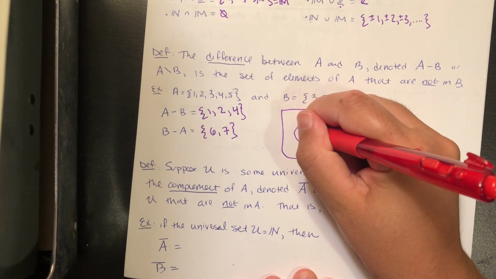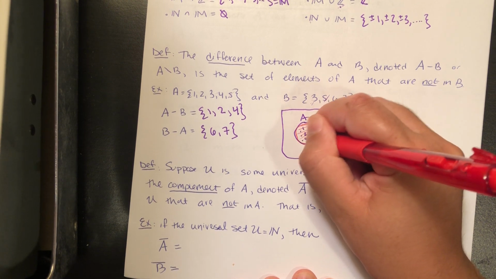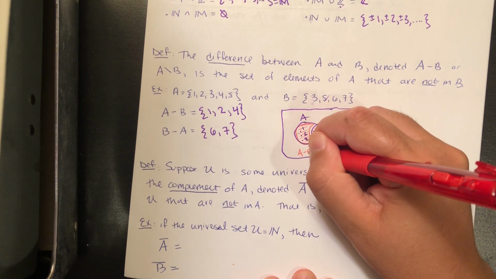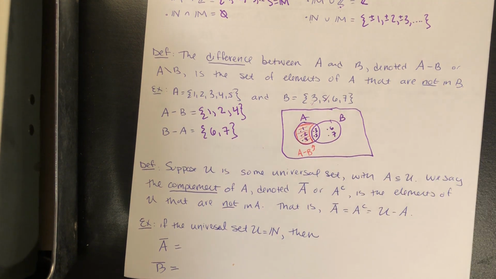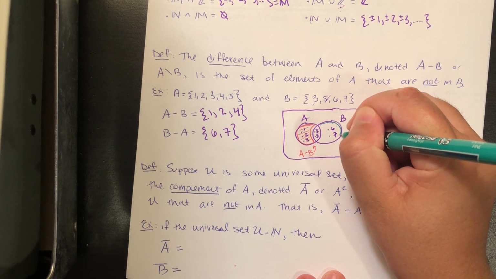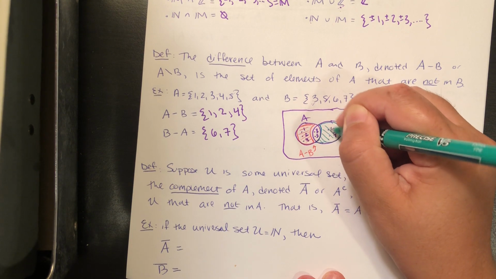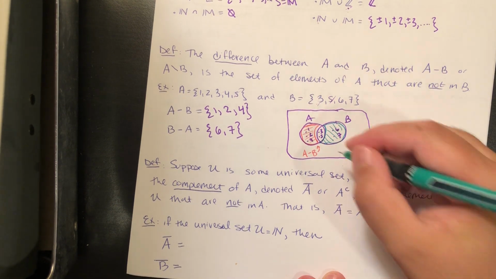It's exactly the elements of A that are not in B. So it's sort of this little half moon area. This is the set A minus B. It's the stuff in A that's not in B. And similarly, B minus A is going to be exactly the stuff that's over here in this other half moon area. The stuff that's in B that's not also in A.